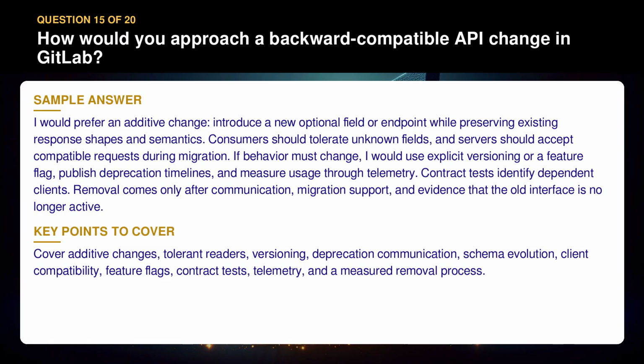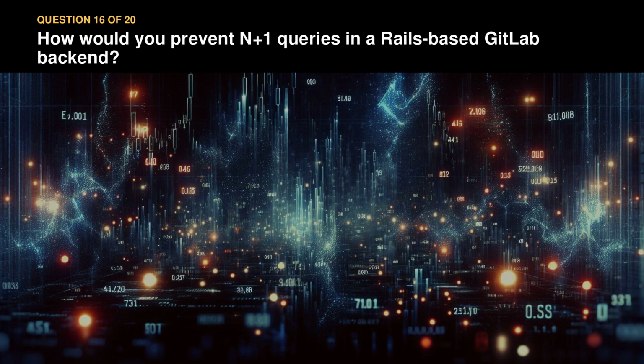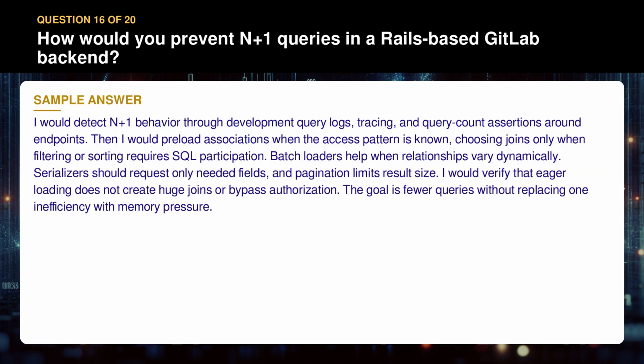removal process. Question 16. How would you prevent N+1 queries in a Rails-based GitLab backend? I would detect N+1 behavior through development query logs, tracing, and query count assertions around endpoints. Then I would preload associations when the access pattern is known, choosing joins only when filtering or sorting requires SQL participation. Batch loaders help when relationships vary dynamically.